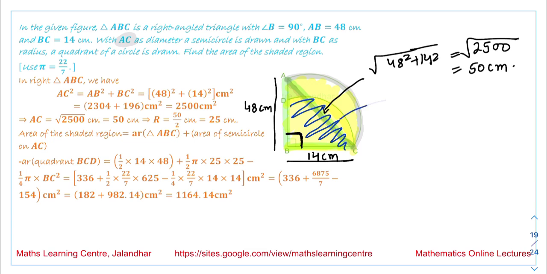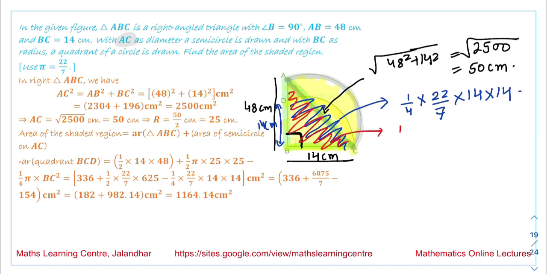So when we are calculating the area of this quadrant, the side we have is 14 centimeters. So area of this much portion is 1 by 4 into 22 by 7 into 14 into 14. And next we are talking about the area of this triangle.